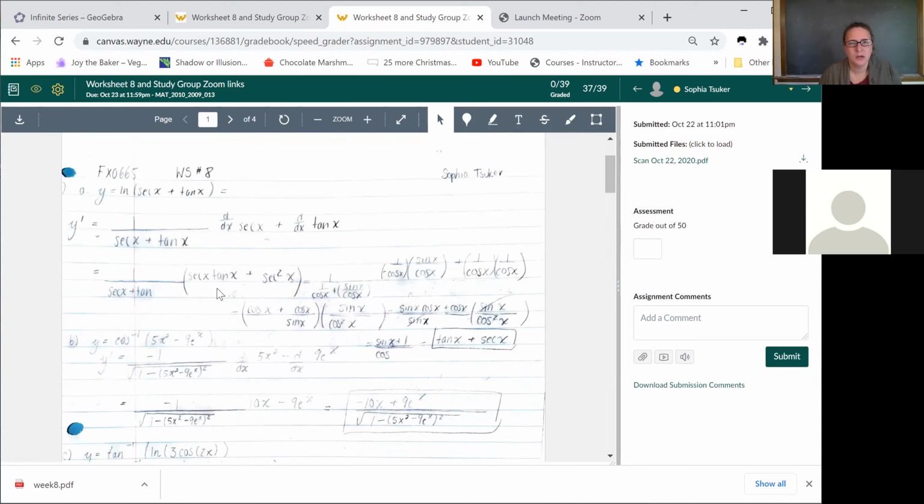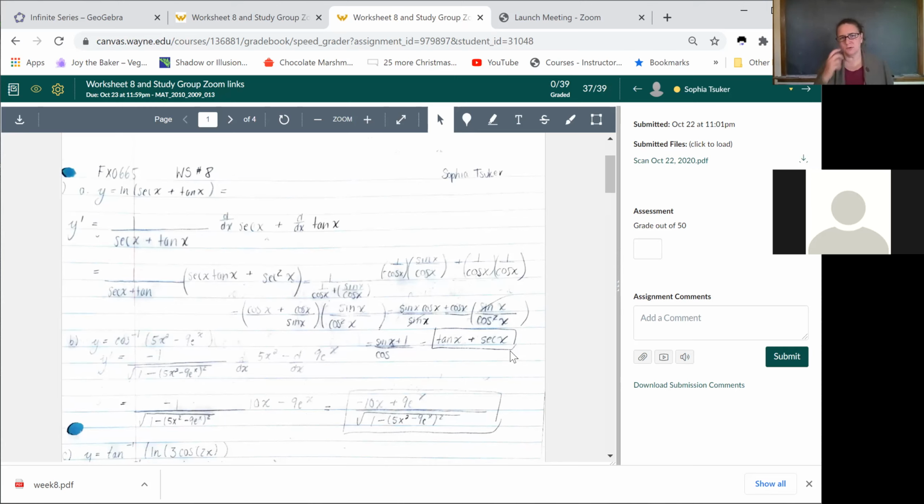All right, so this is correct, though you need to write the X here. But somehow when you did this, something went wrong. It should just end up being secant X after you simplify.